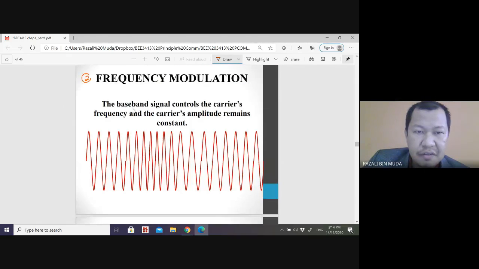The second is frequency modulation, FM. The baseband signal controls the carrier frequency and the carrier amplitude remains constant. So in this case, you see the amplitude is constant, but the frequency is changing. You know, the frequency is the distance between these lines, and the smaller the distance, the higher the frequency. So in this part, the distance is closer, and in this part it is further. So this is higher frequency, this is lower frequency. So by changing this frequency, you can have frequency modulation.